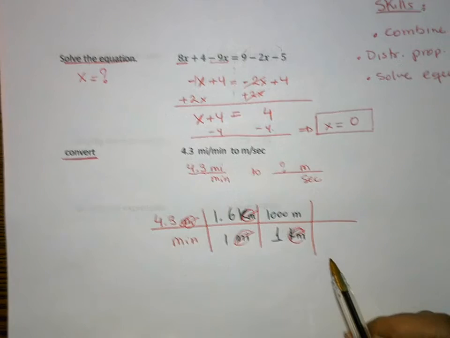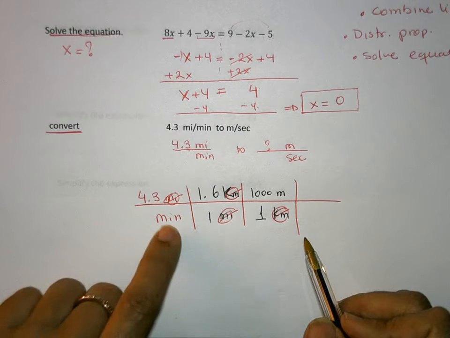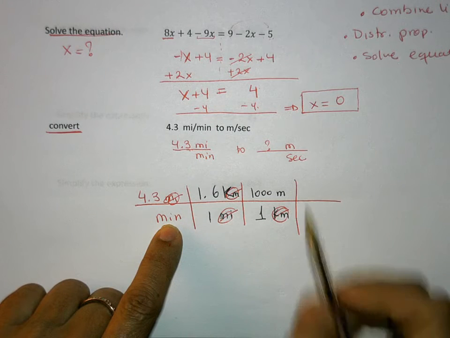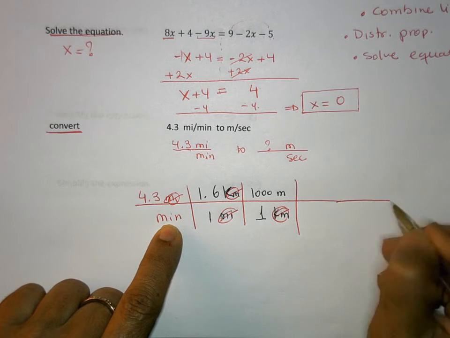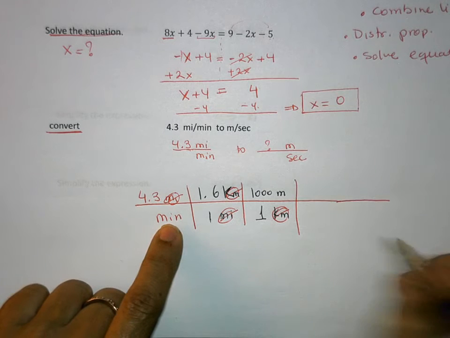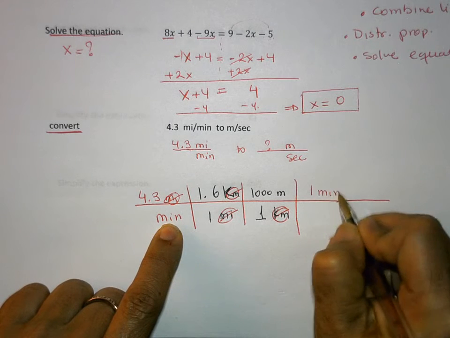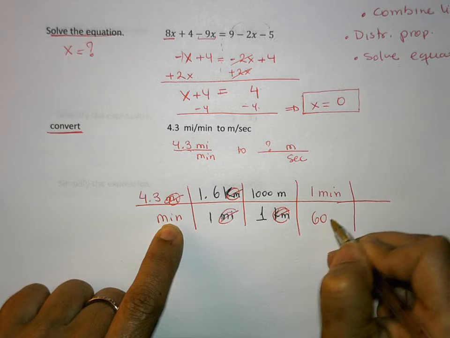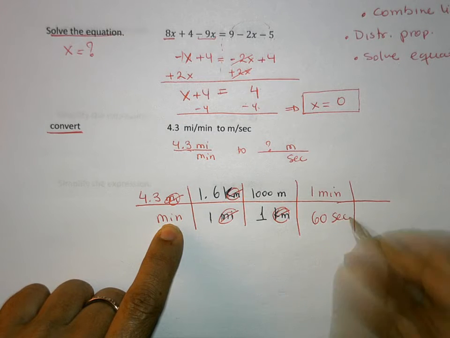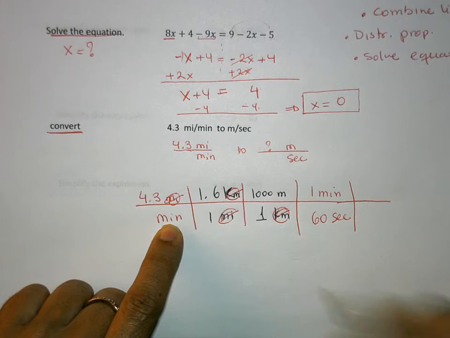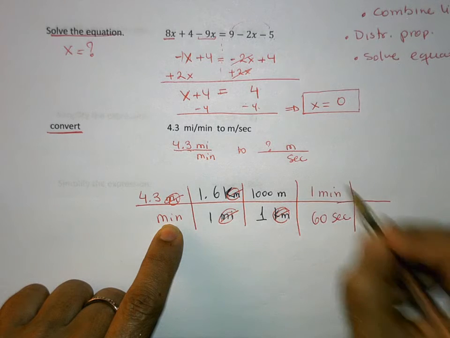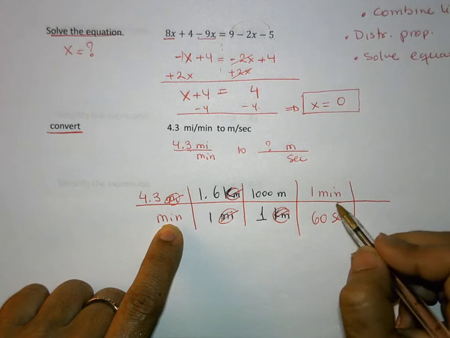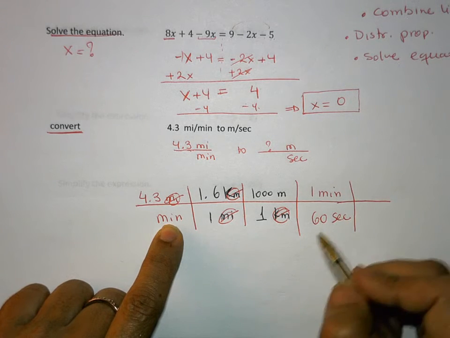But now I need to get rid of minutes. We need to convert it all the way down to seconds. 1 minute is the same as 60 seconds. And there you go. Okay, in one shot, using one conversion factor, I was able to already get rid of the minutes.